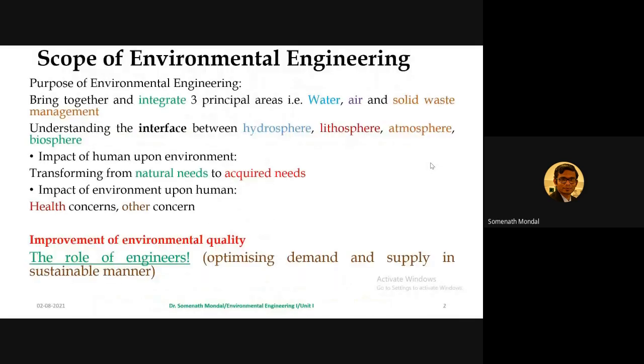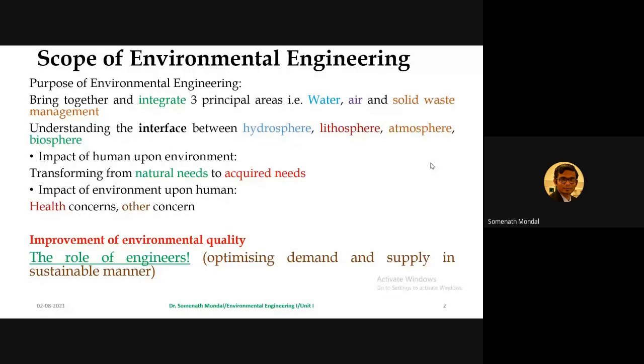So this is part one of unit one, which we'll be discussing in today's class. So, scope of environmental engineering: first we need to understand what the purpose of talking about environmental engineering is. I have discussed a few things already. Here we say that it brings together and integrates three principal areas: water, air, and solid waste management. So those are the three aspects which are covered.